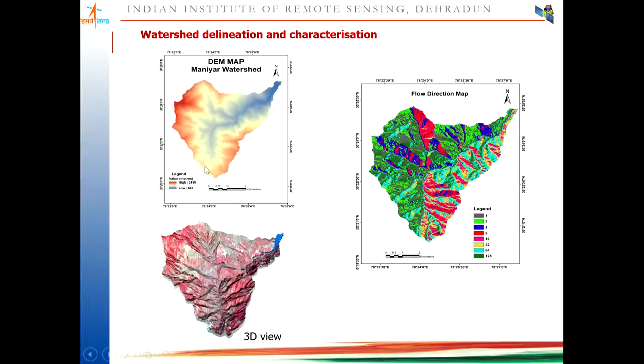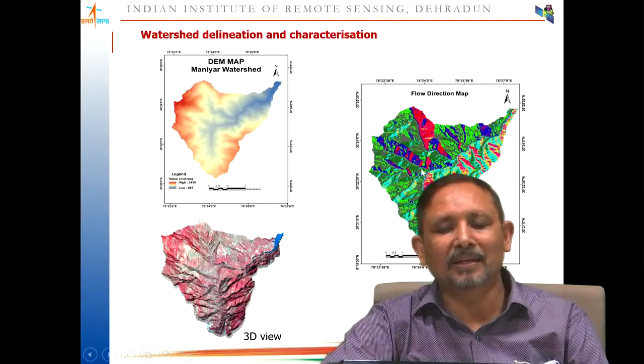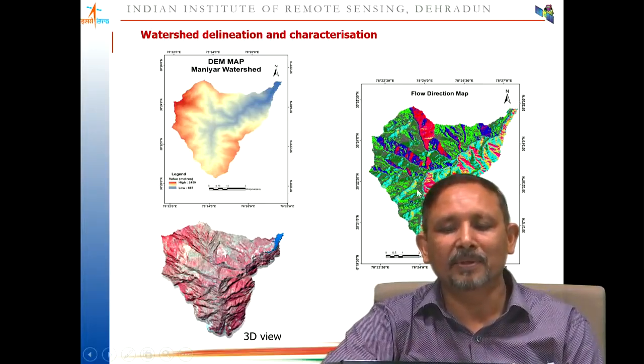You see, this is the digital elevation model of one watershed. This is the lowest area, or you can say the outlet point, where water is draining from. This DEM is reflecting like a drainage map, and from this you can generate the flow direction map, meaning how the flow will move. So we can directly generate the flow direction map.